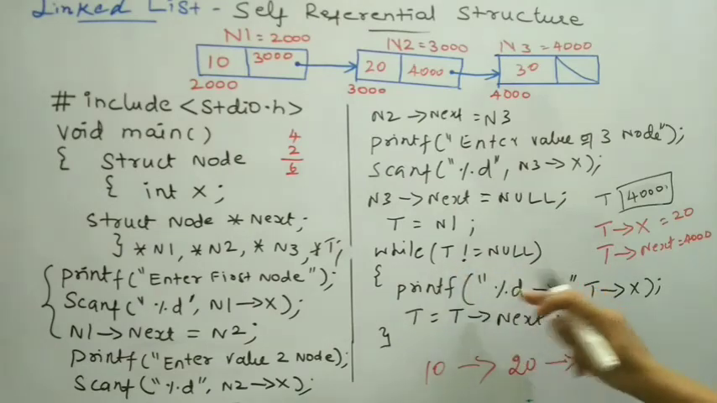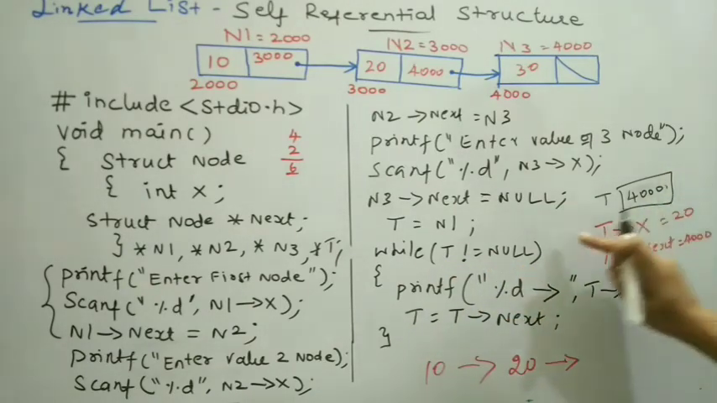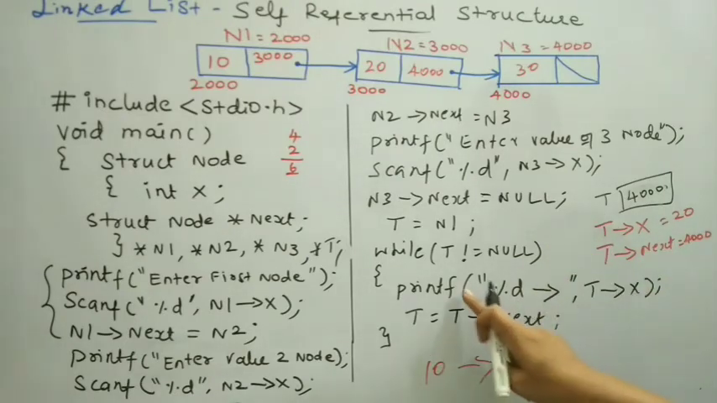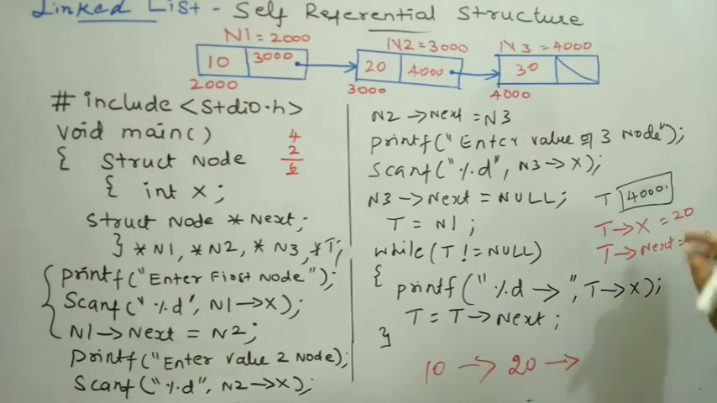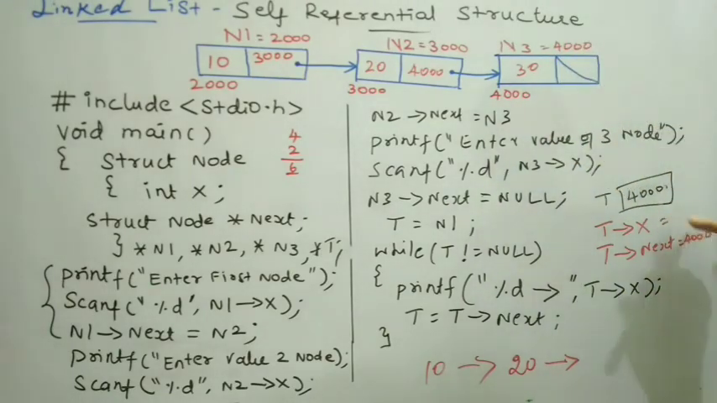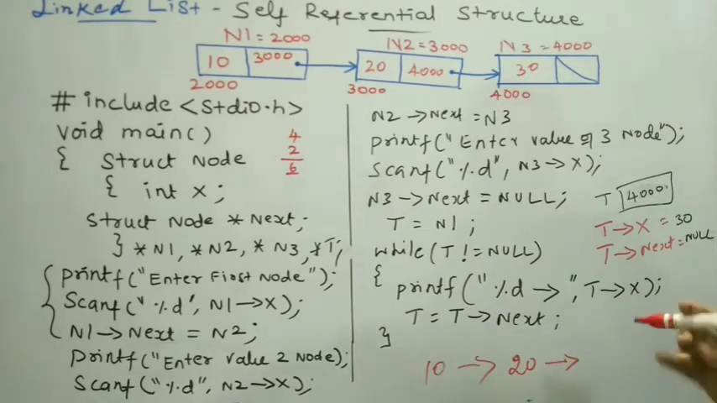Now I am checking for the condition whether t is not equal to null. Of course, the value of t is not equal to null. The condition is satisfied. I am getting inside my loop. Now what does it print? It prints t of x. When t is pointing to 4000, what is t of x? T of x is 30. And then t of next is null. So I am printing t of x, that is, 30 will get printed.